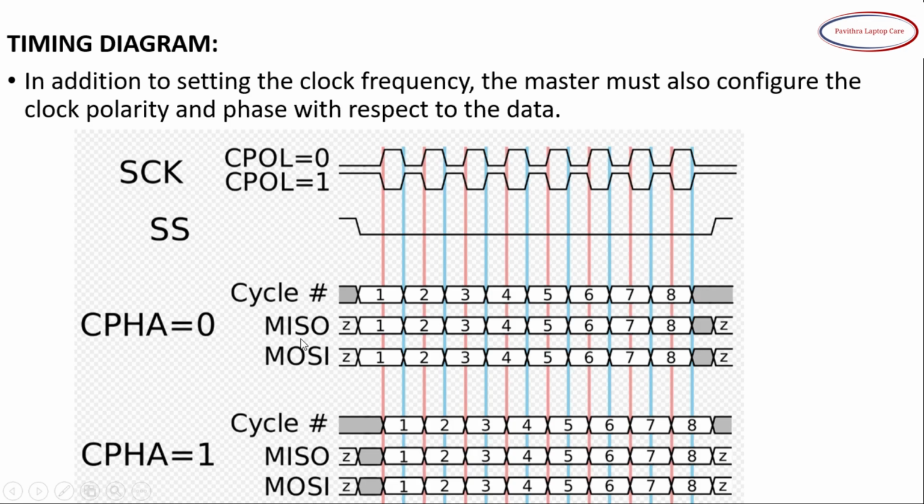Okay, MISO, master in, slave out, MOSI, master out, slave in. These are the data with clocks. Okay, this is phase 1. In phase 1 little changes will be there. See, this one will come here and this one will come here.